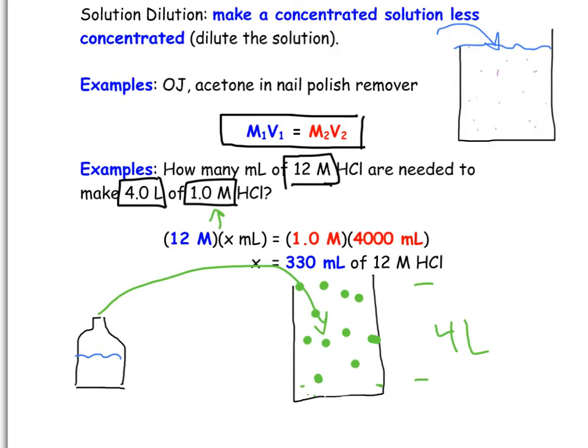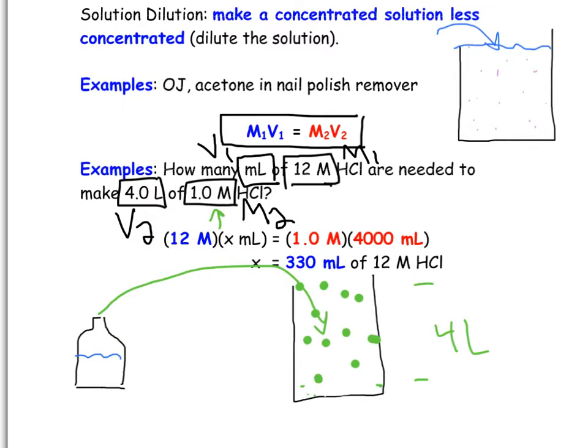If we go through and solve for this problem now, we want to label our M1 and our V1. So in this case, I'm just going to say my 12 molarity is going to be my M1. And here it's asking how many milliliters of that do I want. So that will be my V1 because milliliters are units for volume. And this is asking how many milliliters of 12 molarity HCl are needed to make a 4 liter solution, so that will be my V2 of 1 molarity HCl, so that will be my M2.